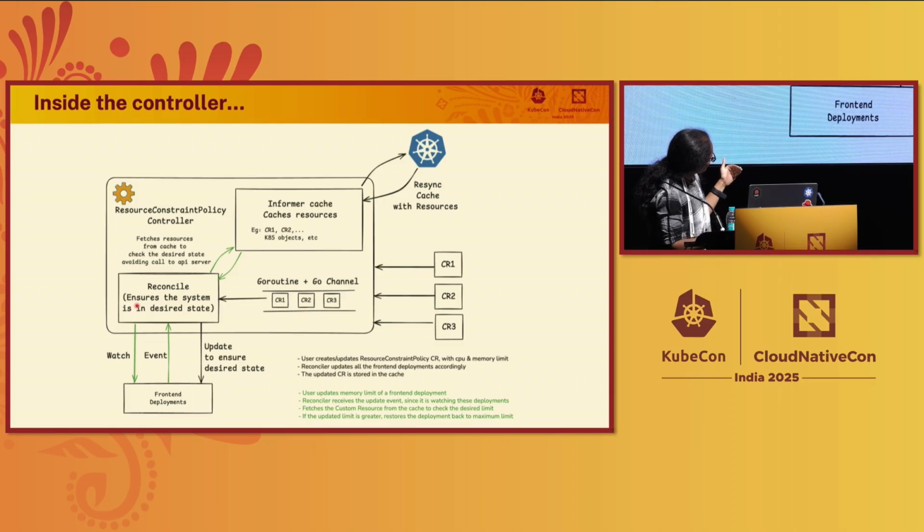And then here is your reconciler. It sees, oh yeah, okay, I got a create event. And accordingly, I need to make sure that I update all the front-end deployments for that CPU and memory limit. So this is the black line here. It is one part of the flow. You got the custom resource. You're updating your front-end deployments to the desired state.